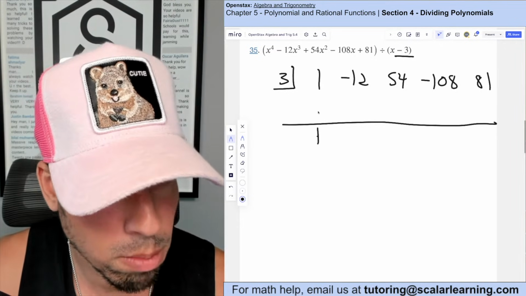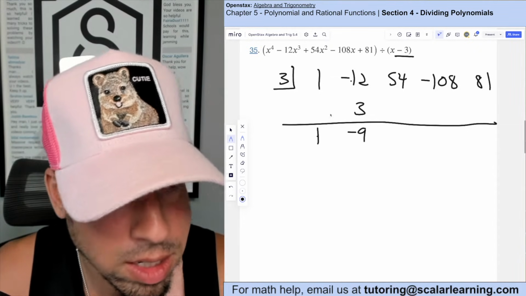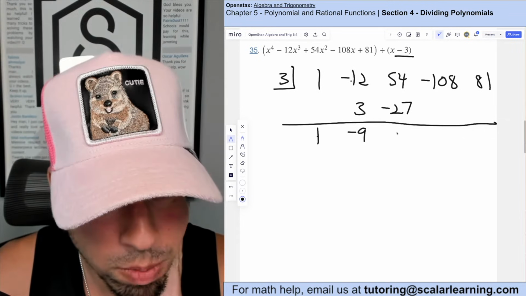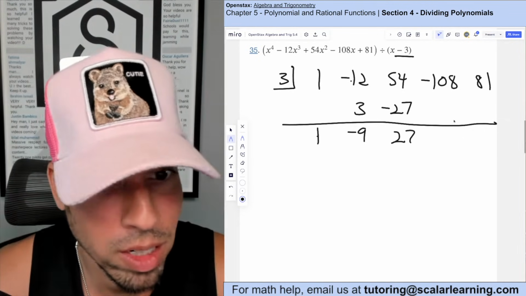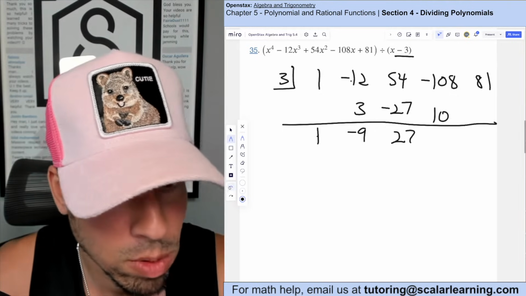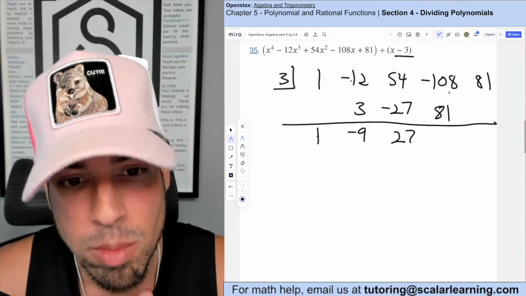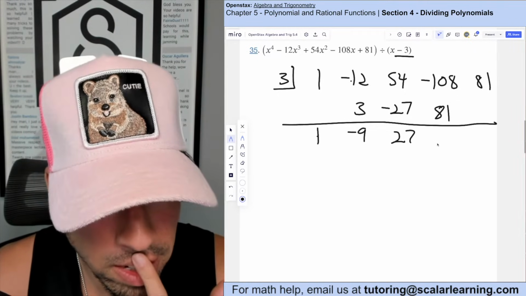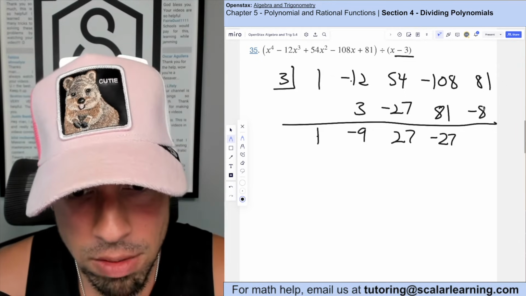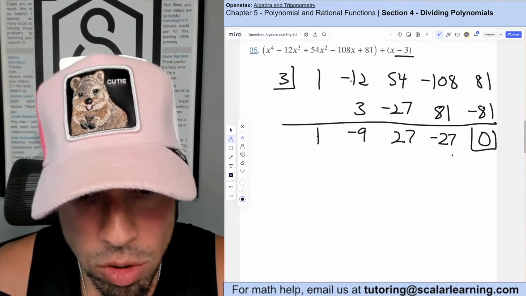Drop the 1, multiply against the box number, that's 3. -12 plus 3 is -9. Times 3 is -27. Plus 54 is +27. Times 3 is 81. Excuse me, 27 times 3 is 81. Plus -108, that's -27, right? And then -27 times 3 is -81. Plus 81 is 0. And so that's a remainder of 0, which is cool.